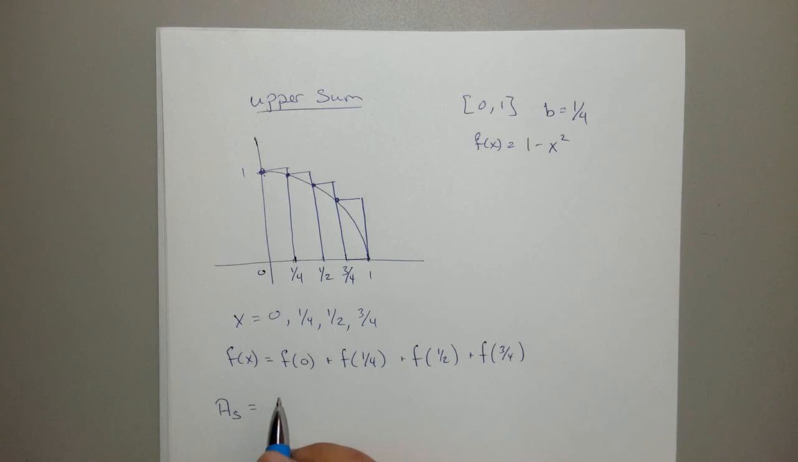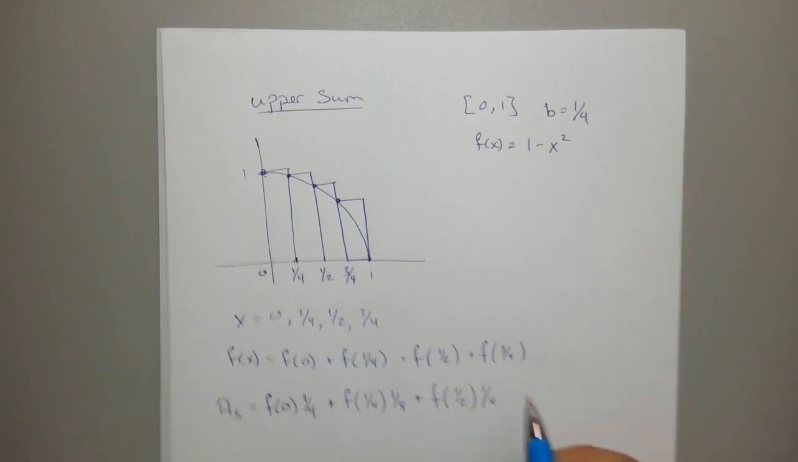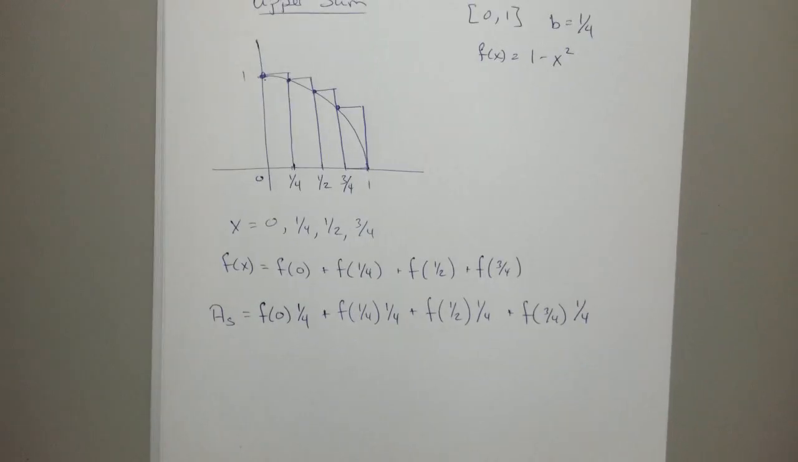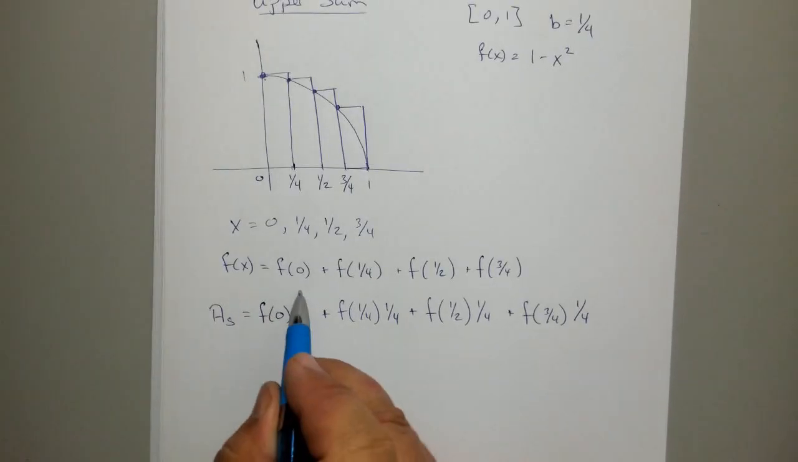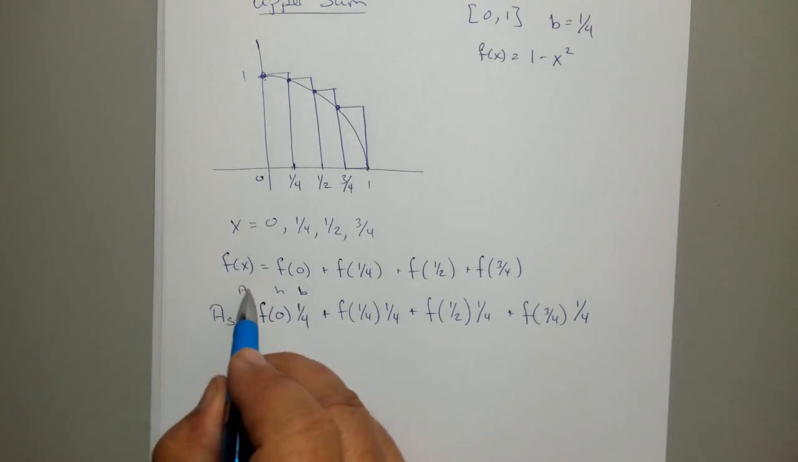Superscript area is f of 0 times 1/4, f of 1/4 times 1/4, f of 1/2 times 1/4, f of 3/4 times 1/4. Remember, this is your base, this is your height. That's the formula for an area.